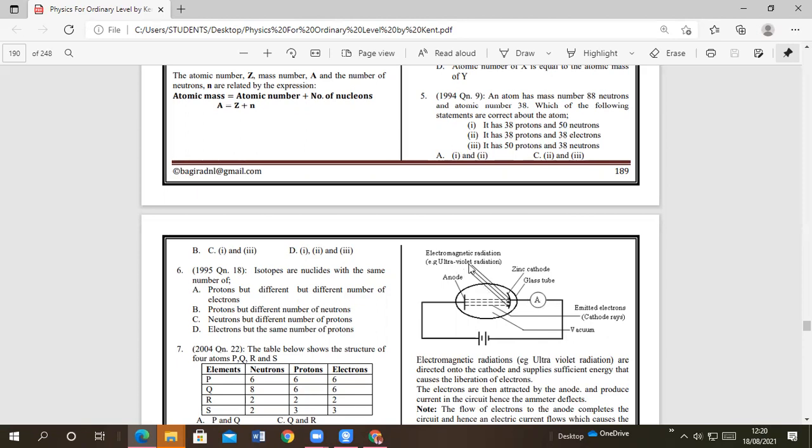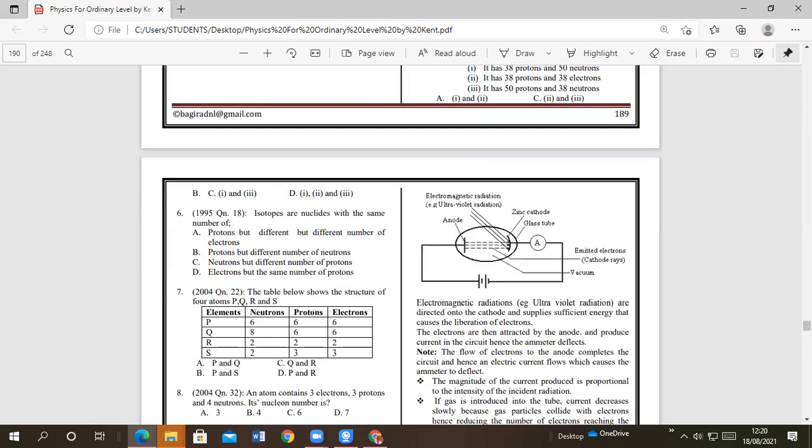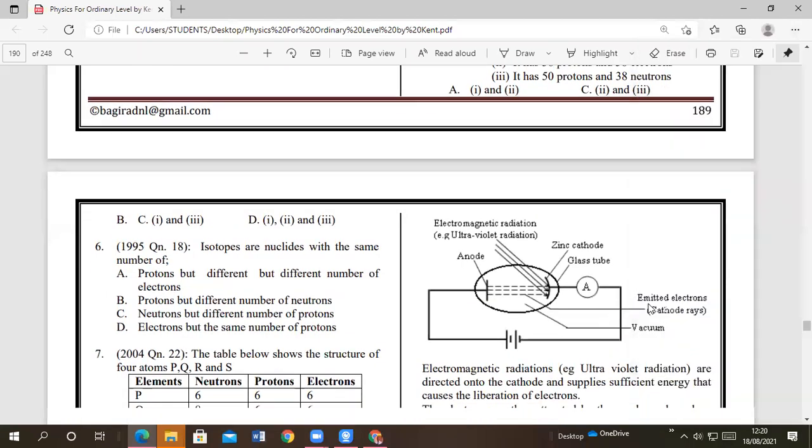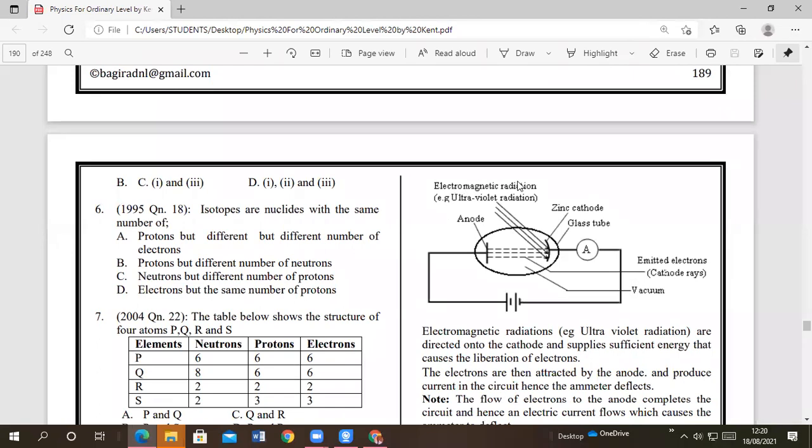So the electromagnetic radiation, maybe from the sun, is incident. You can zoom in very well there and you see the diagram. Try to zoom in clearly for you. So an electromagnetic radiation is incident on that zinc cathode. When it is incident on this zinc cathode, which is coated with a photosensitive material, the zinc cathode will start producing electrons. So members, these dashes that you are seeing are electrons.